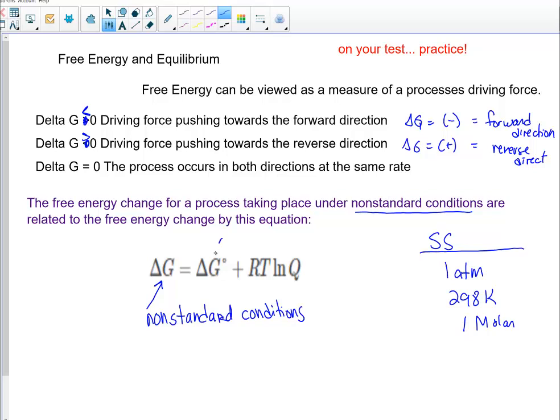Well, we do so by adding a little corrective factor onto the standard conditions. So this is the standard conditions where we took products minus reactants. And we add RT ln Q. What does that mean? Let's dive into each one of those variables.